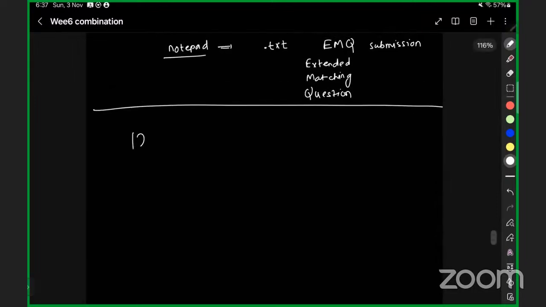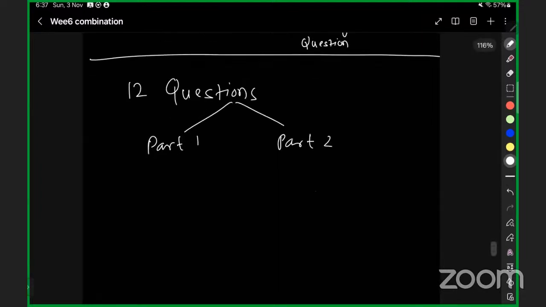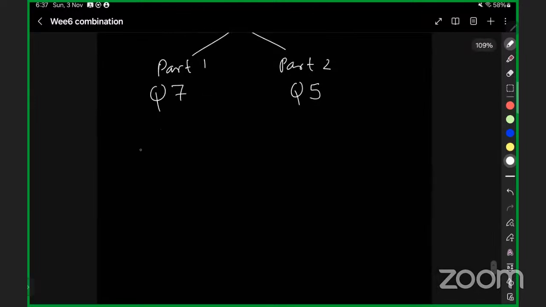So let's say in an exam, 12 questions are there, and they are divided in two parts. Part one contains 7 questions, and part two contains 5 questions, right? So a student is required to attempt 8 questions. So a student has to attempt 8 questions in this.